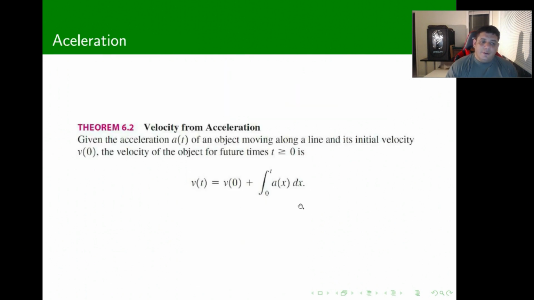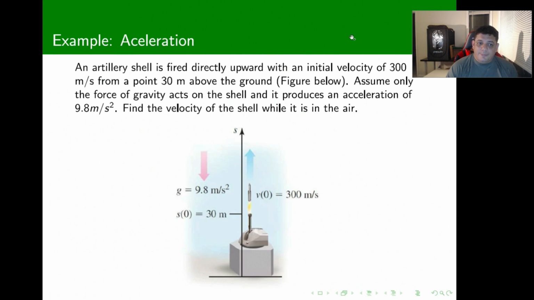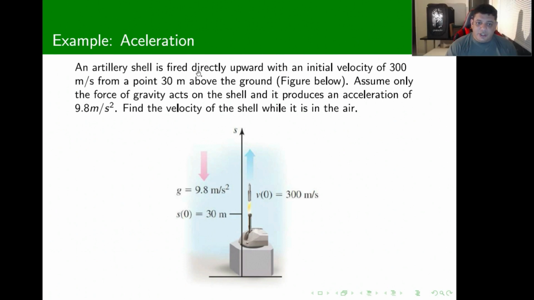So following this formula, let's take a look at an example. An artillery shell is fired directly upward with an initial velocity of 300 meters per second from a point 30 meters above the ground. So something more or less like in the picture. Assume that the force of gravity is the only thing acting on the shell, and it produces an acceleration of 9.8 meters per second squared, which is the normal approximation of gravity.